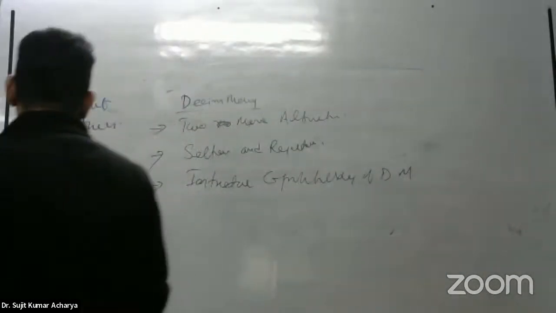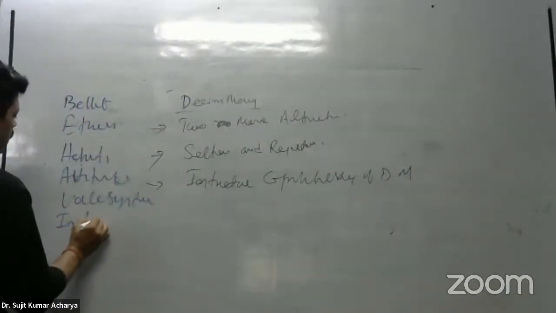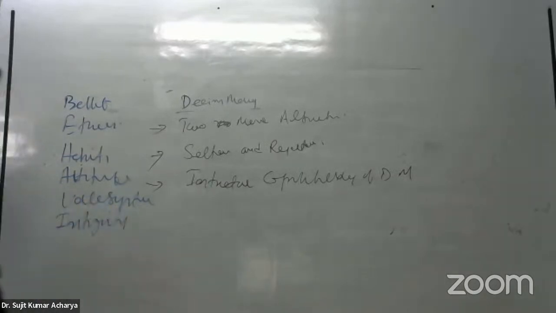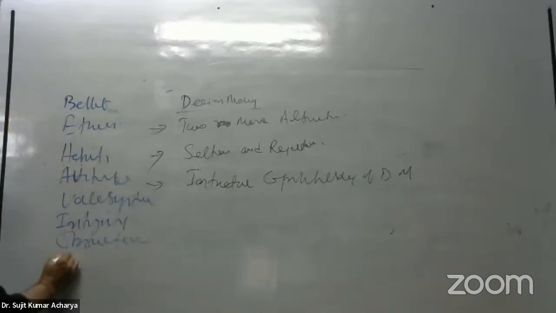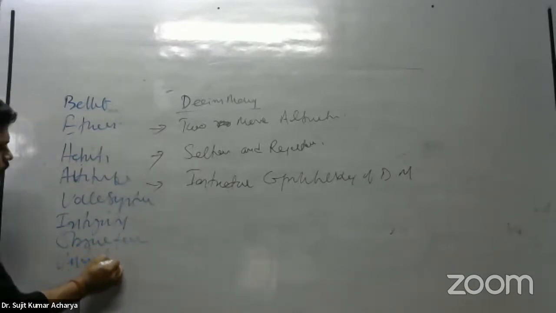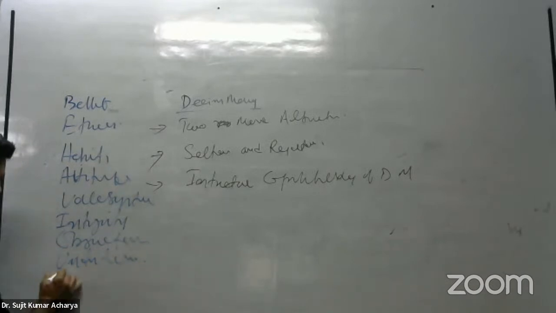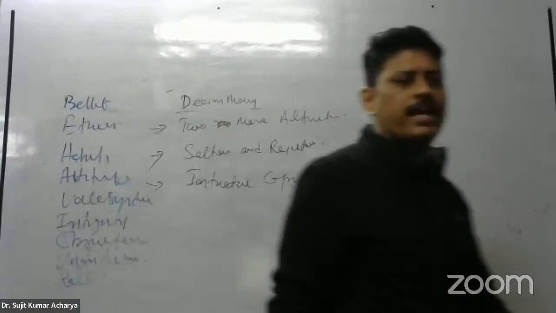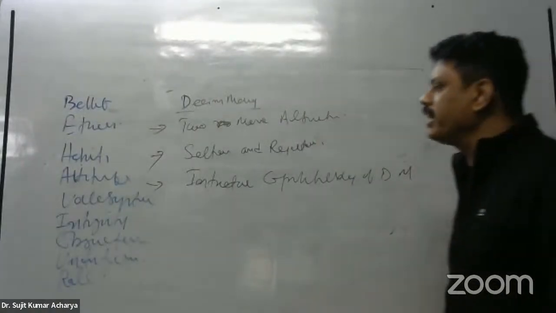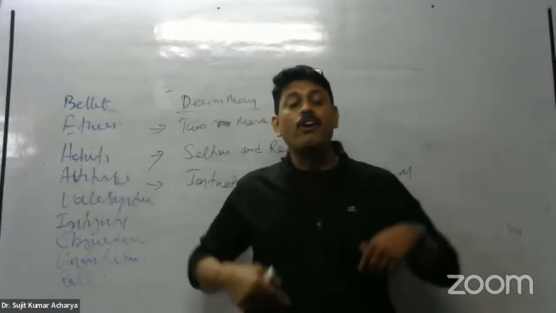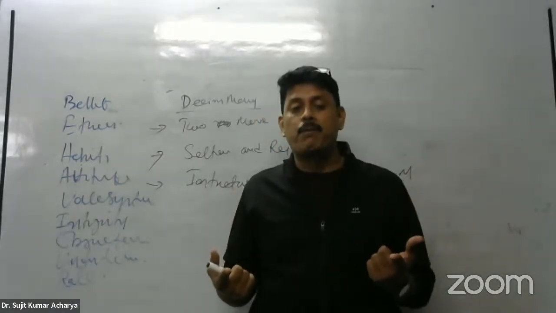Next is integrity. Next is your observation. Next is your understanding. And finally, another is your role, what kind of role you are playing. Now, what are the parameters which influence the intellectual capability of the individual? How will you develop your intellectual capability?